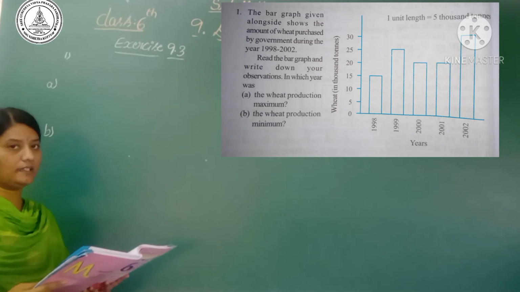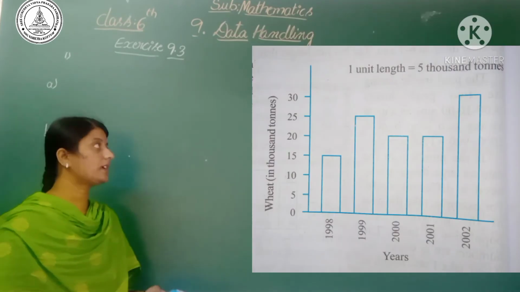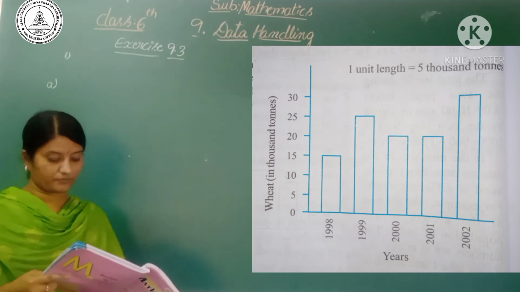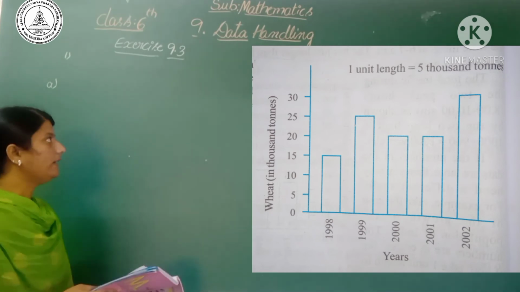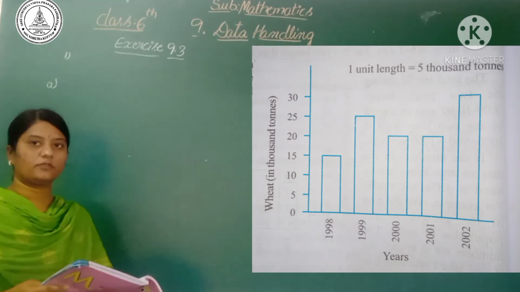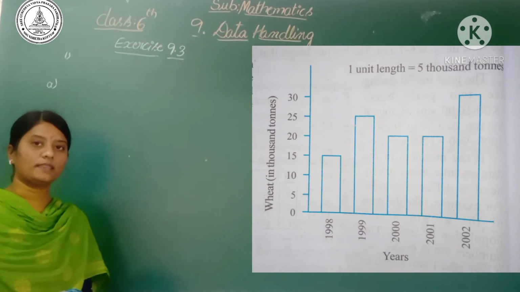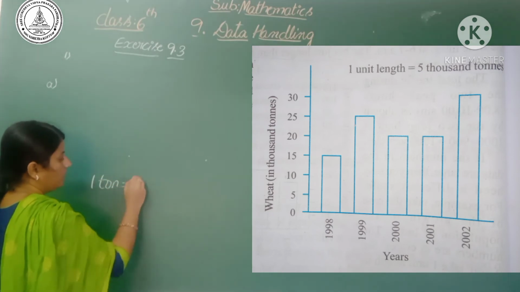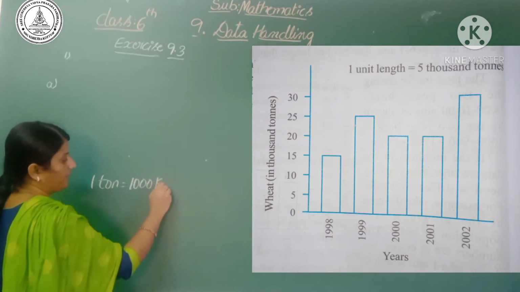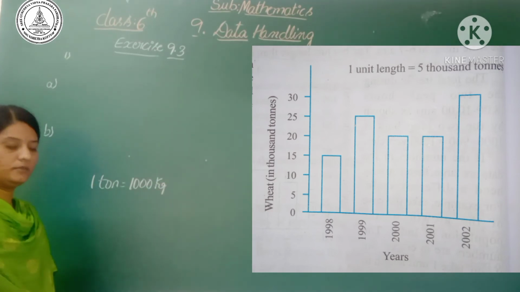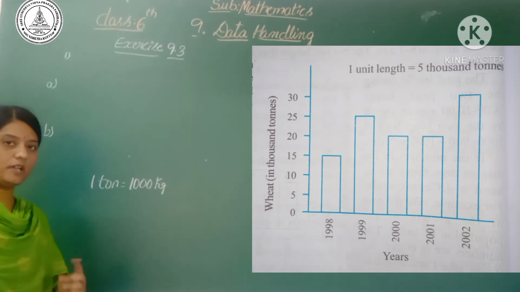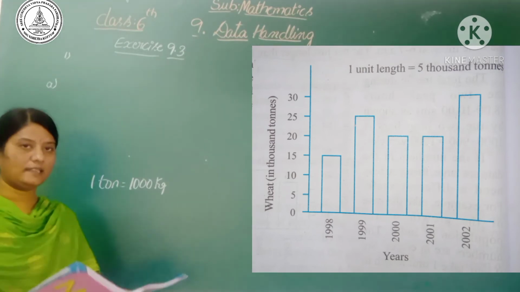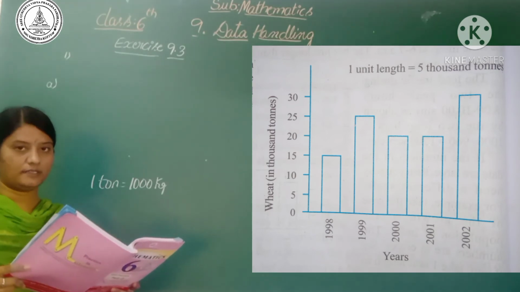In the first we can observe that 1 unit length is equal to 5,000 tons. Okay, so 1 unit is equal to 5,000 tons. We know that 1 ton is equal to 1000 kg, right? 1 quintal is equal to 100 kg. Okay, then let's see here. Here 1 unit length is equal to 5,000 tons.